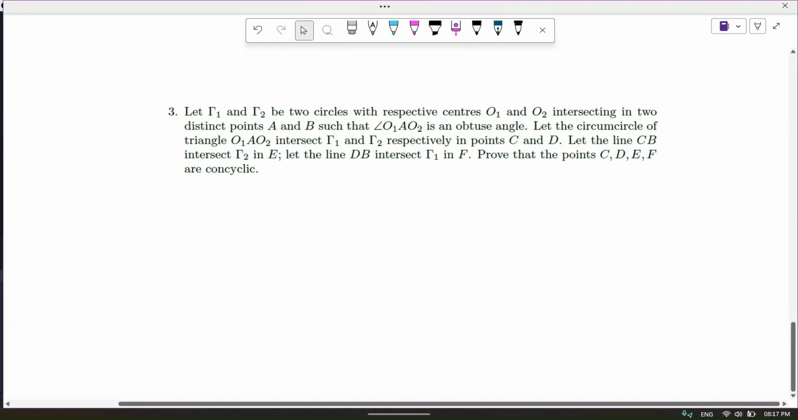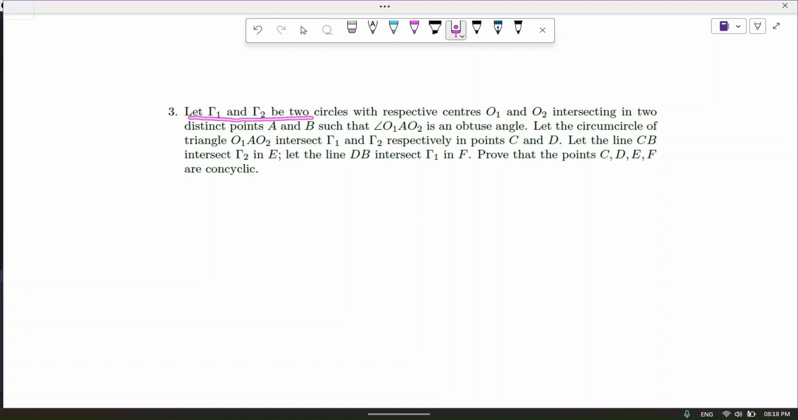So this problem is from INMO 2018, question number 3. Let's read the problem. Let tau1, tau2 be two circles with respective centers O1 and O2, intersecting in two distinct points A and B, such that angle O1AO2 is an obtuse angle. Let the circumcircle of triangle O1AO2 intersect tau1, tau2 respectively in points C and D. Let the line CB intersect tau2 in E, and let the line DB intersect tau1 in F. Prove that the points C, D, E, and F are concyclic.